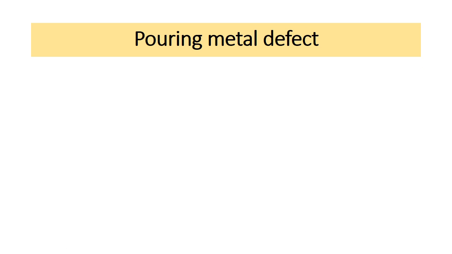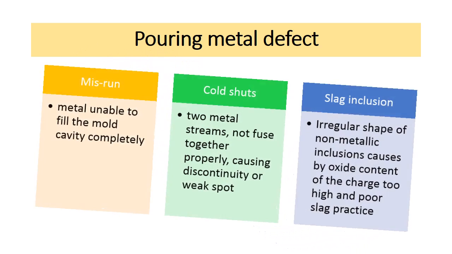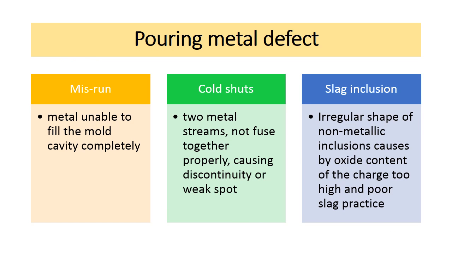Next, we're going to learn about pouring metal defects. For pouring metal defects, it can be a misrun, hot shuts, or even slag inclusion. Misrun is actually metal that is unable to fill the mold cavity completely. Hot shuts are two metal streams not fused together properly, causing a discontinuity or a weak spot.